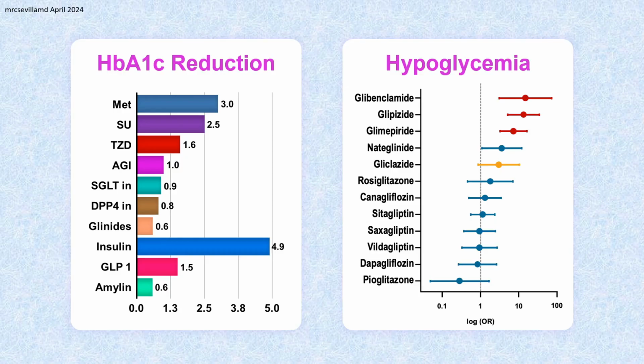Physicians are also guided in their choice of medication by considering each drug's efficacy and ability to lower HbA1c and blood sugar levels. Then they will need to balance it off with its side effect profile, including its propensity to induce hypoglycemia in the patient.